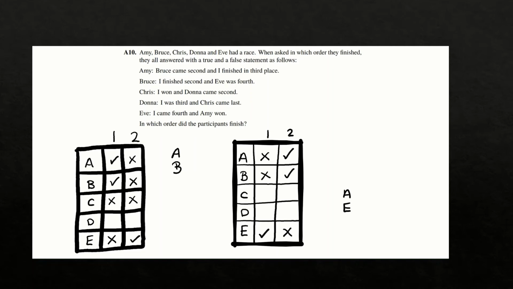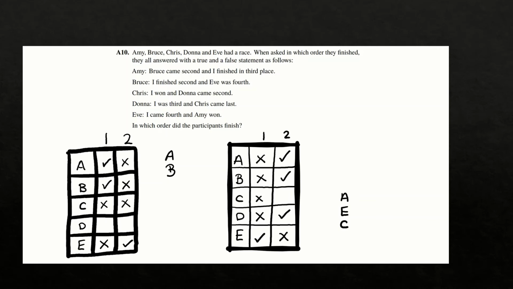Now since we know that Amy came third, this means that Donna's first statement must be false, and hence her second statement must be true in saying that Chris came last. This means that Chris's first statement is false. This means that his second statement must be true, and hence Donna came second.